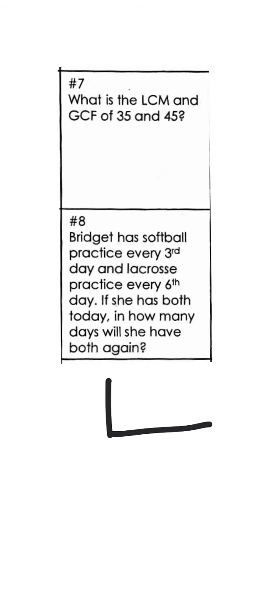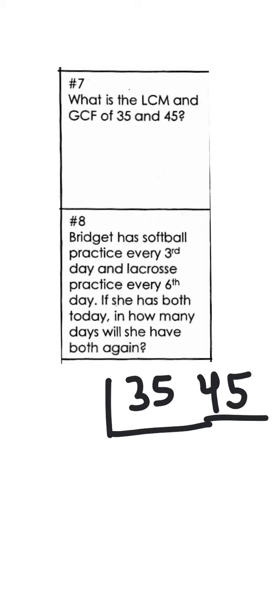There you go. I'm going to put my numbers inside and think, what numbers can I divide both these numbers by? Well, I know they both end in 5, so I'm going to divide by 5. And let's see what happens when I divide by 5. So 35 divided by 5 is 7, and 45 divided by 5 is 9. And you can also do it backwards. So 5 times 7 equals 35, right?